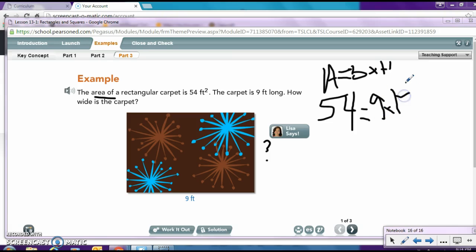Sorry about the bad handwriting. 9 times h. So the opposite of times is divide. I need to find h, figure out what h is.